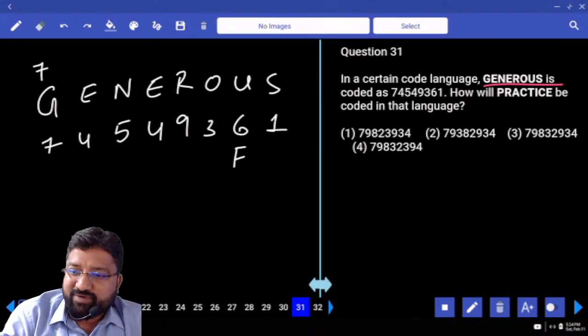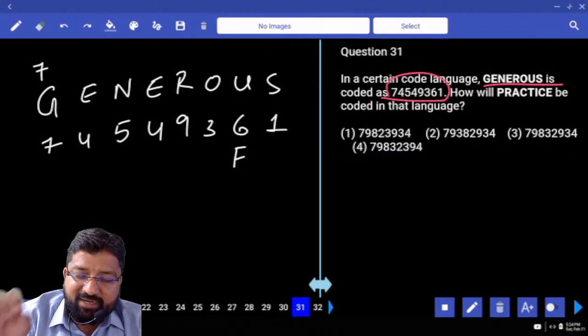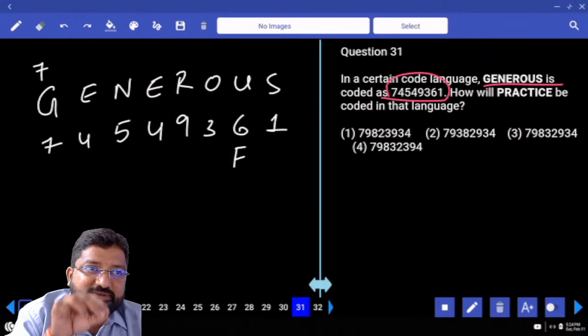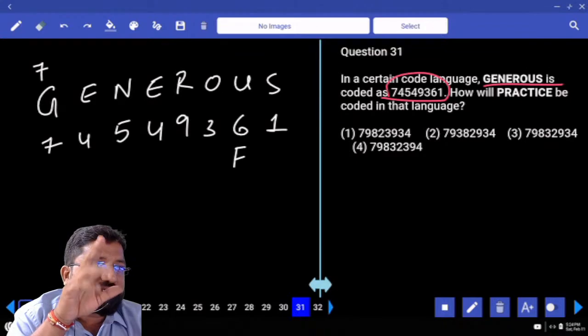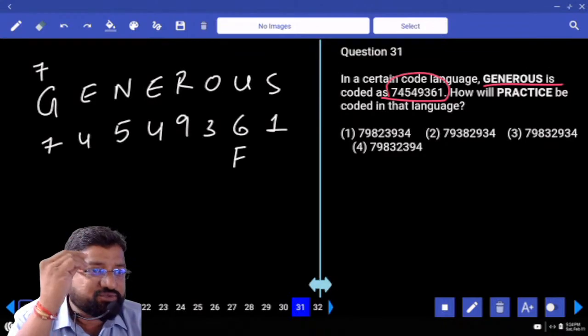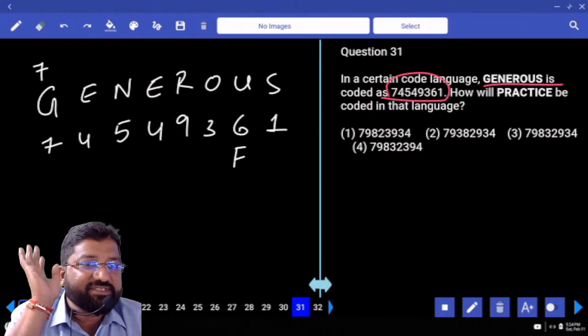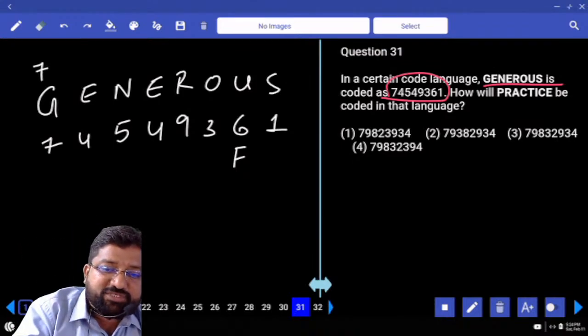Always remember, if he gives only one word and only one code, there is definitely some link between those letters and those numbers. There is some unique pattern in which these letters are coded that you have to identify. There is no other option. Is this clear? What is opposite to O?